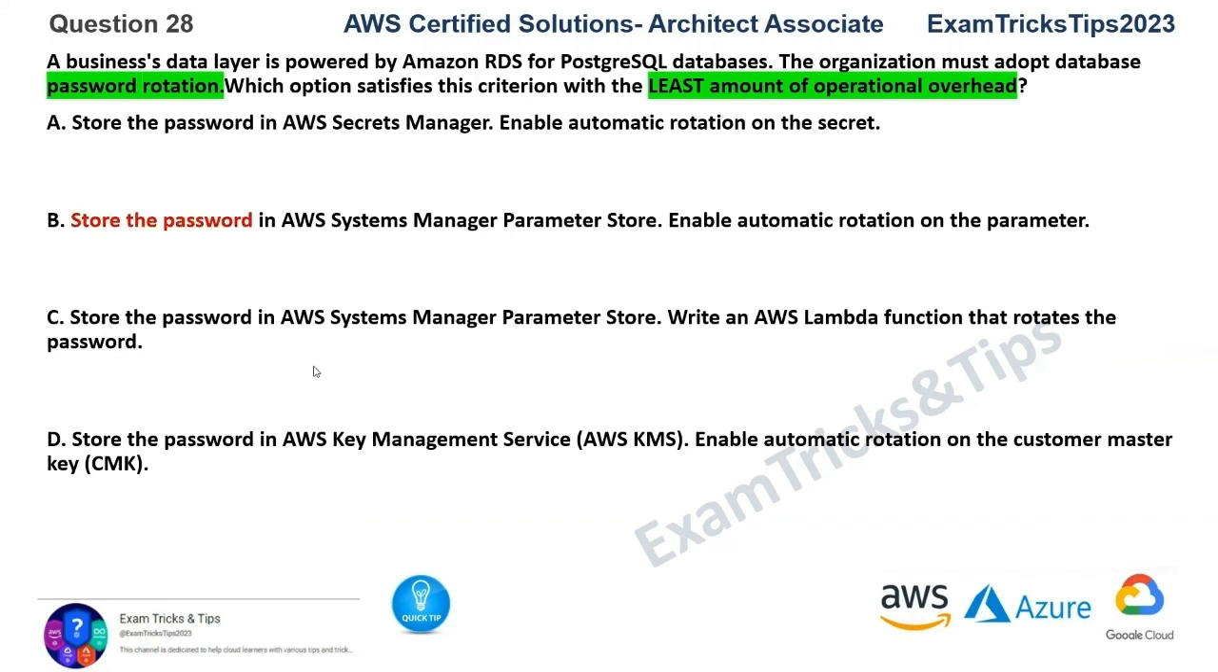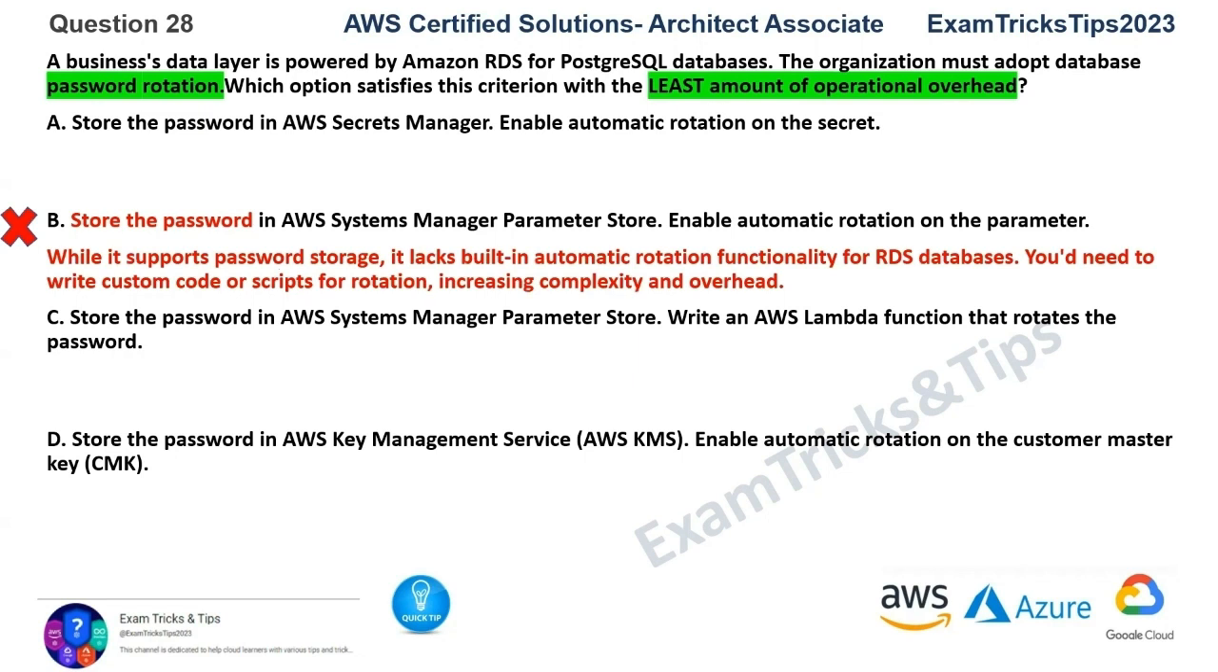Option B is wrong. It will support password storage, but it lacks a built-in automatic rotation facility for RDS databases. So you need to write custom code or a script for rotation, increasing complexity and overhead. Anything that involves custom scripts, trying to do the job of a service that already exists, is a no-no because you are doing multi-step operations. So option B is wrong. You cannot store the password in Systems Manager Parameter Store because it doesn't support automatic rotation. So we rule that out. Then another wrong one for me is the next one, option C, again a similar solution of using AWS Systems Manager Parameter Store.